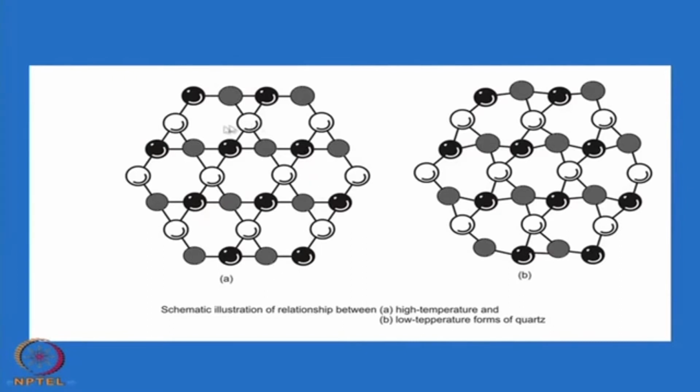These are the kind of network. The only difference between this structure and this structure is that you will see these are regular hexagons here.